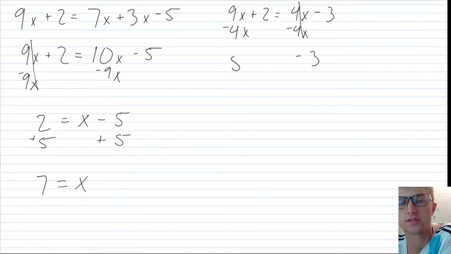9x minus 4x is 5x plus 2. X is being multiplied by 5 and added by 2. The opposite of addition by 2 is subtraction by 2. What we do to one side, we'll do to the other. We're left with 5x on the left. Negative 3 minus 2 gives us negative 5.